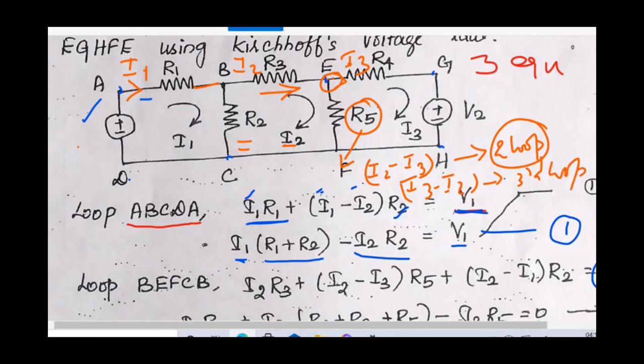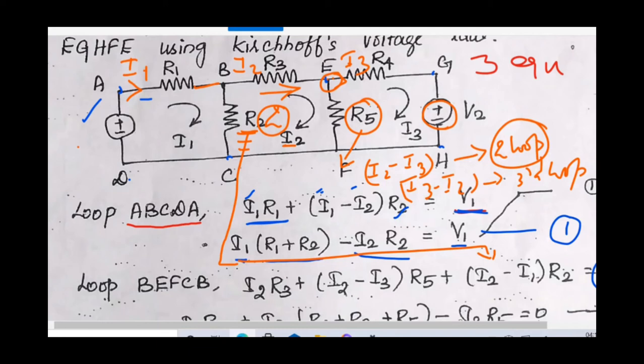Then one more thing we have to keep in our mind: loop 3 already has a voltage source V2. Freeze it. First we will write an equation for the second loop, then we will pass on to the third loop. Okay, coming back to the equation for loop 2. Here we have R2. What should be the current? While we are writing an equation for the second loop, the current becomes I2 minus I1 into R2.